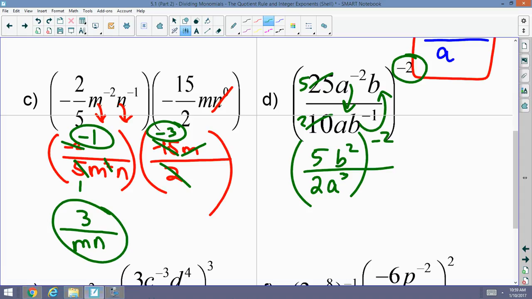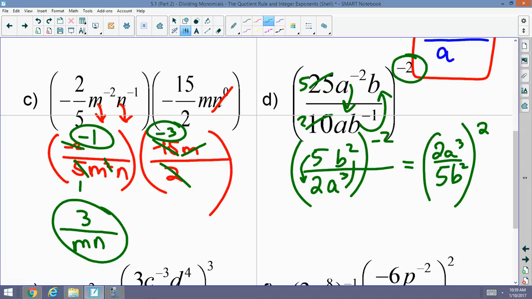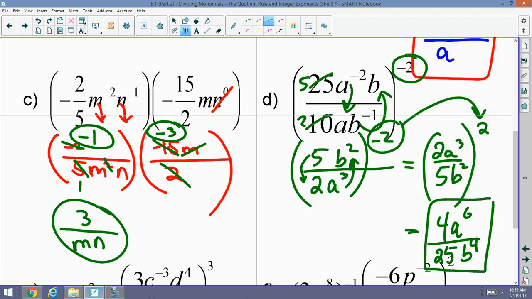Now let's go ahead and flip it. 2a cubed over 5b squared to the positive 2 power. Because when I flip these inside, I do not change the sign of the inside exponents, but I do change the sign of the outside exponent. So now this will become 4a to the 6th over 25b to the 4th. Does that make sense, brothers?